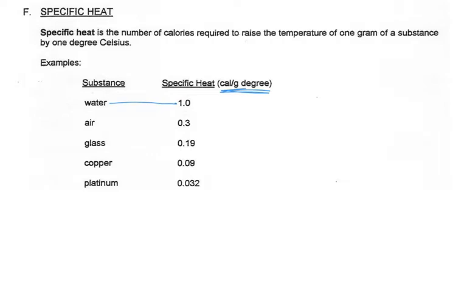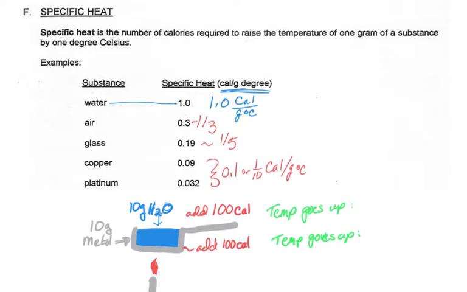So water takes 1 calorie per gram degree Celsius. Air only takes 0.3 of a calorie per gram degree Celsius. Glass takes around 0.2, and metals are around 0.01. It takes a lot less energy to heat up a metal than it does glass. And you'll notice that when you're heating up food and things like that, water takes a lot of energy to heat up compared to the metal pot that's around it.